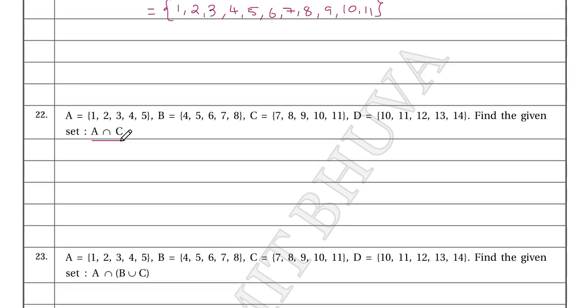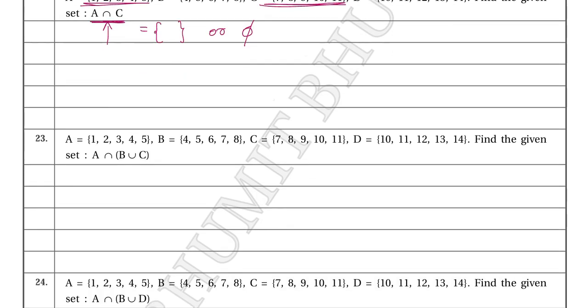The next question is A intersection C. So look at the set A and look at the set C. Now the question is intersection. So intersection means common elements. So which elements are common in sets A and C? So here it is 1, 2, 3, 4, 5, and here it is 7, 8, 9, 10, 11. So no element is common. So the answer is the empty set. Okay, so the empty set you can write down like this, or you can write down like this.